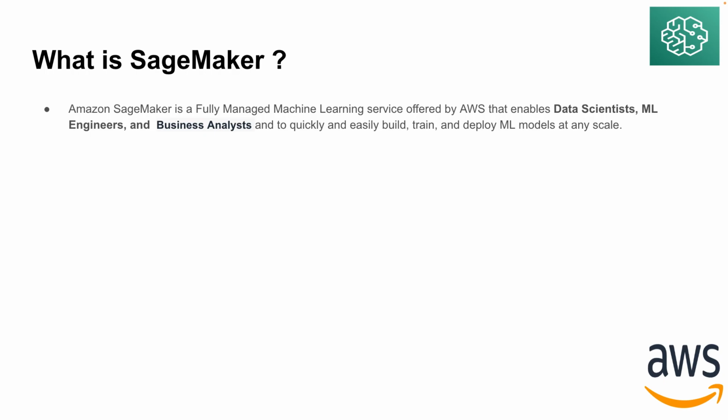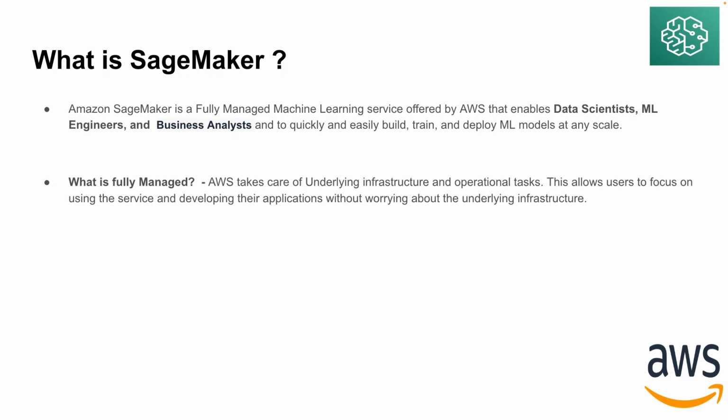Amazon SageMaker is a fully managed service from AWS. SageMaker helps data scientists, machine learning engineers, and business analysts to quickly develop machine learning models at scale. What do you mean by scale? Scale meaning you can build a machine learning model that processes data from GBs to terabytes, and that can run at scale. So AWS SageMaker can help easily build, train, and deploy machine learning models at scale.